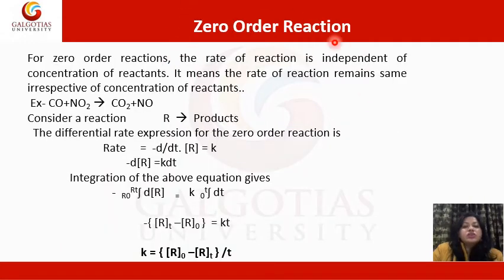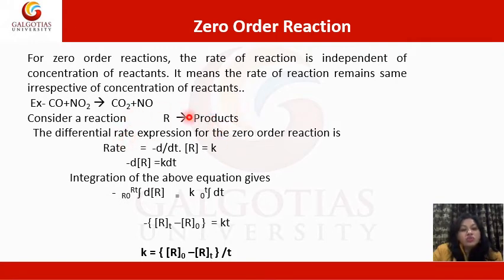Let us discuss zero order reaction. For a zero order reaction, the rate of the reaction is independent of the concentration of reactant. It means the rate of reaction remains the same irrespective of the concentration of reactants. For example, CO plus NO2 gives CO2 plus NO. Consider a reaction where the reactant is converted into product.